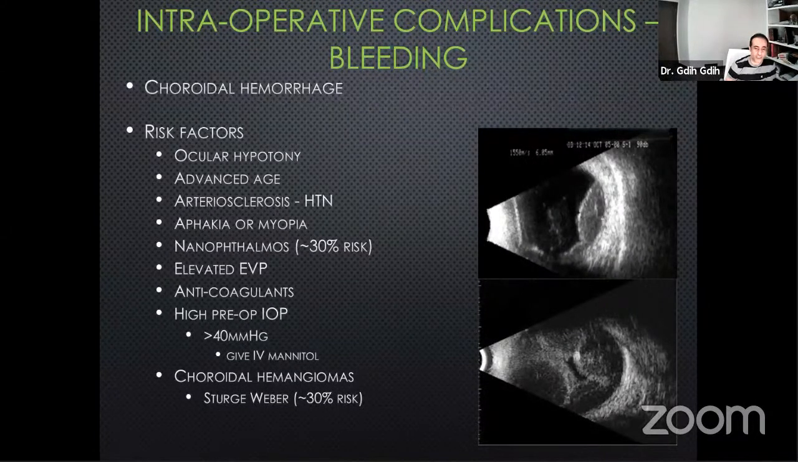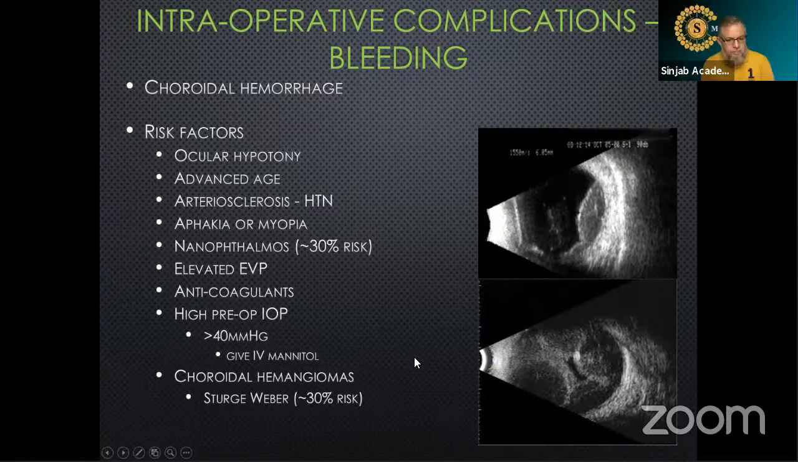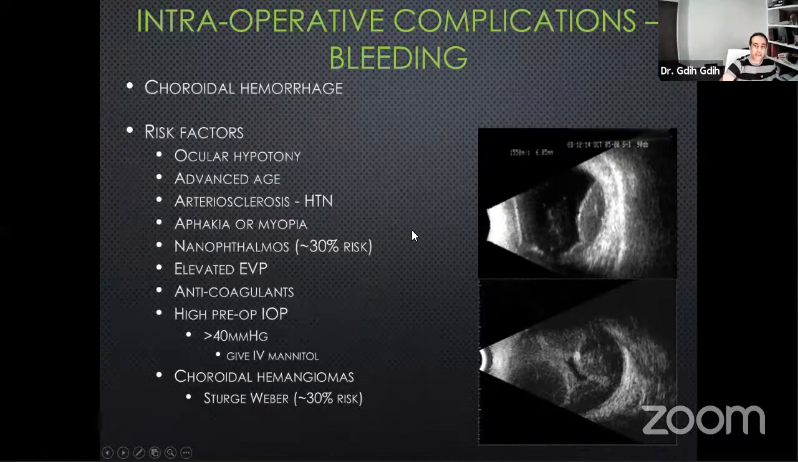for a filtration procedure. You may want to give IV mannitol before you start, so that you don't jump from a very high pressure to a very low pressure, where you can have an event of ruptured choroidal blood vessels. Also choroidal hemangiomas, as I mentioned, Sturge-Weber syndrome. For suprachoroidal hemorrhage, you can have peripheral non-significant ones, or you can have what we call kissing choroidals, which is an emergency that needs to be dealt with.